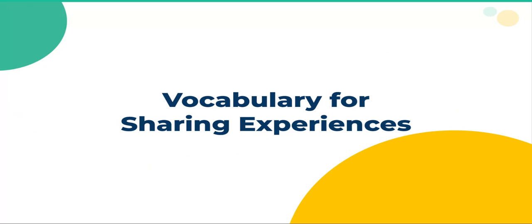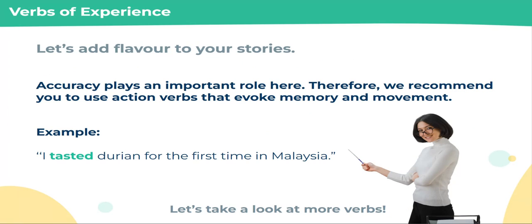Now let's move on to vocabulary for sharing experiences. So we've got verbs of experience. Let's add flavor to your stories. Accuracy plays an important role here. Therefore, we recommend you to use action verbs that evoke memory and movement. For example, I tasted durian for the first time in Malaysia.